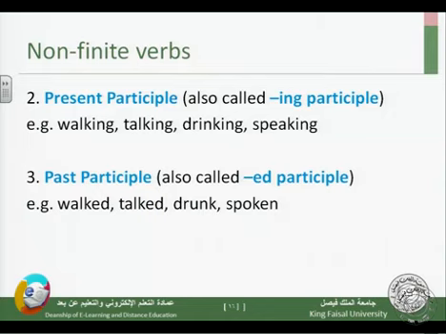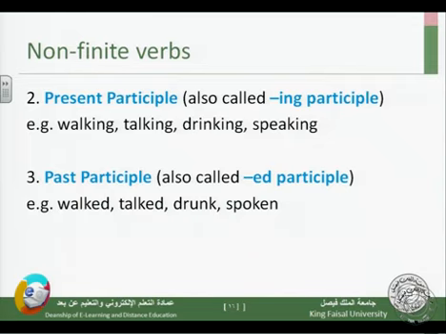The third form of non-finite verbs is the past participle. So the past participle, you are familiar with it, of course, from your previous studies. It is also called the ed participle. So the verb plus ed, and there is a special form for irregular verbs. So walked and talked are regular, so this is the past participle form, and drunk and spoken are irregular, and this is the past participle form of these two verbs.